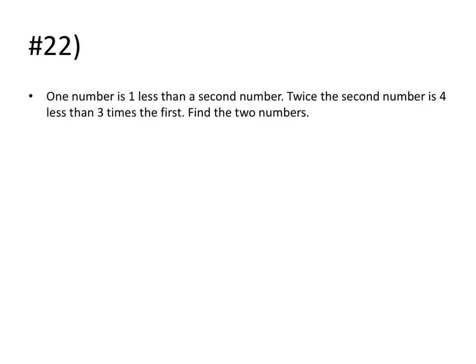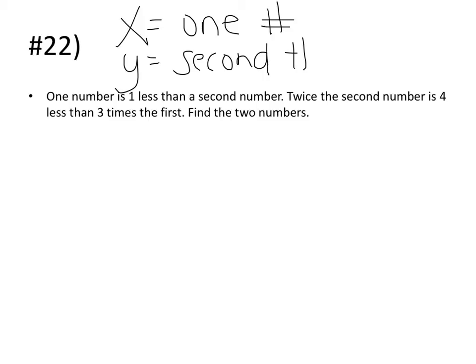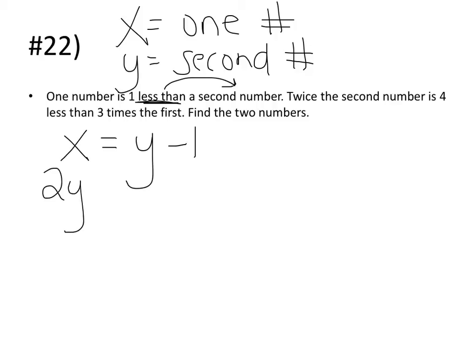Okay? All right, we've hit the word problems. So we have one number, so we're going to say x is our one number, and y is our second number. Okay? So one number, x, is our indicator, guys. Is always equals 1, remember, less than means it goes towards the end. A second number, so y minus 1. And then we have twice the second number, so 2y, because y is our second number, is 4 less than, so we know that's going to go at the end, 3 times the first. So 3x minus 4.